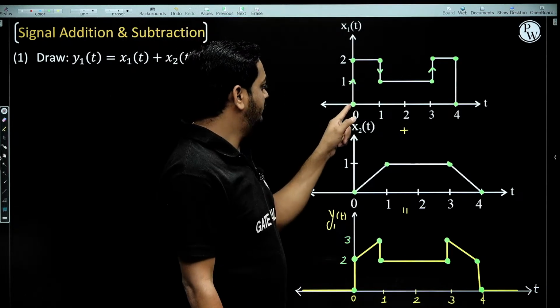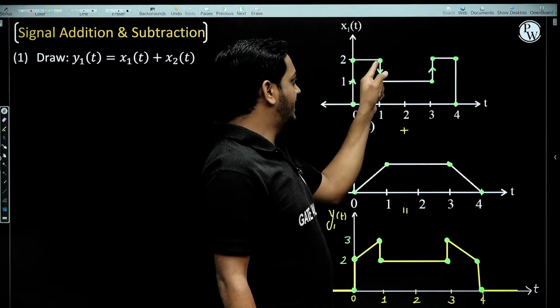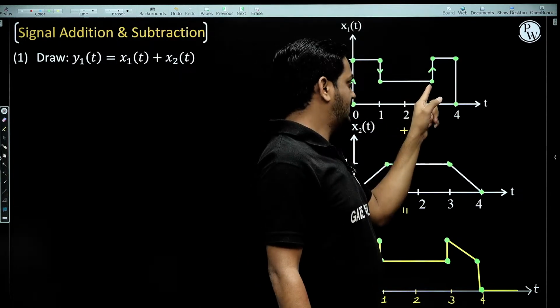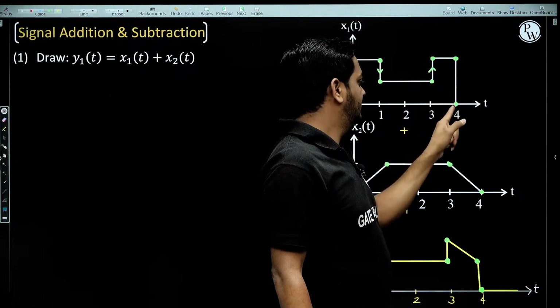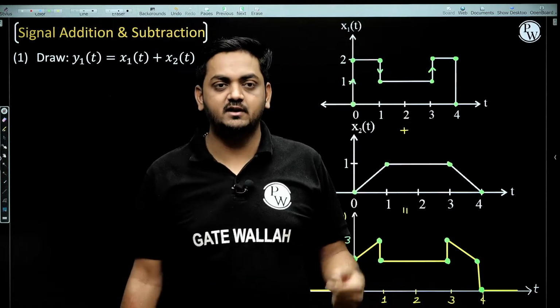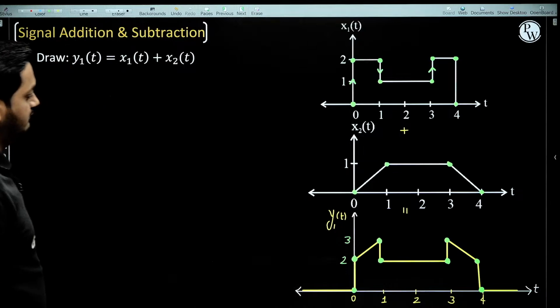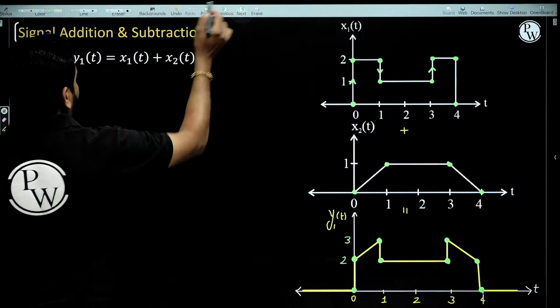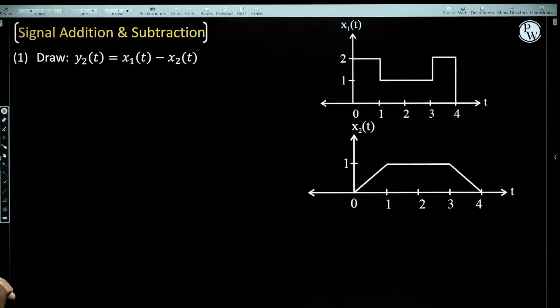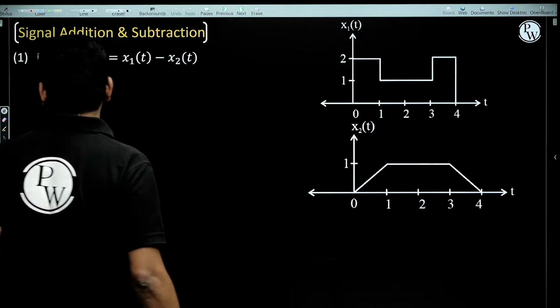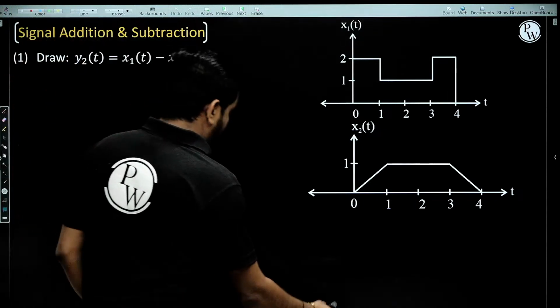See, this is the starting point here, this is the ending point, this is the starting point, this is the ending point, this is starting, this is ending. So you have to consider both amplitudes, whether it is subtraction, addition or multiplication. So this is the resultant signal, guys, y1 of t. In the same way we can do signal subtraction also. So see here, now signal subtraction.